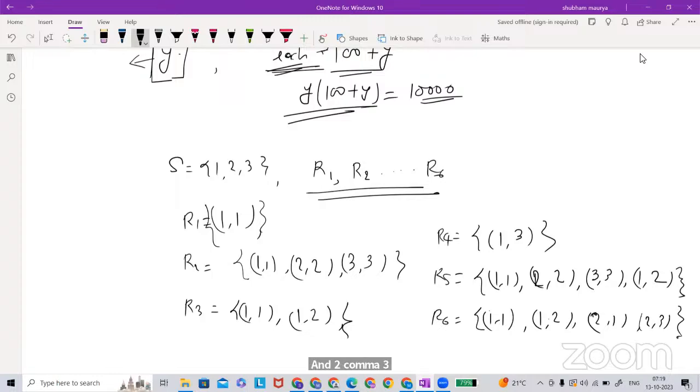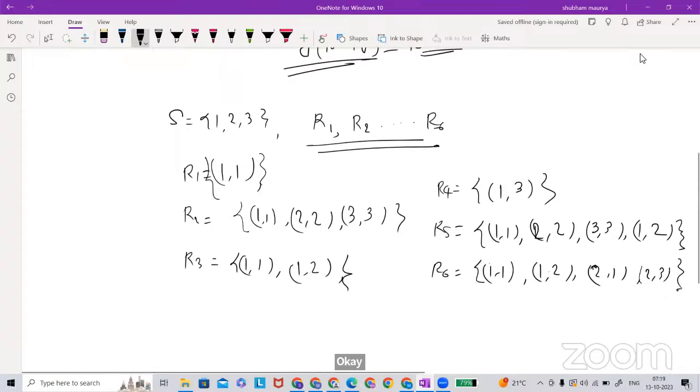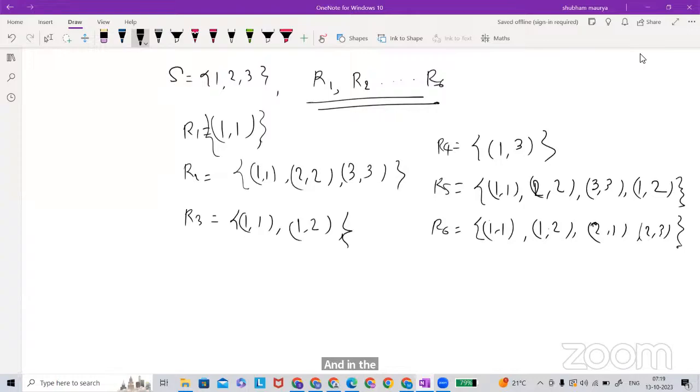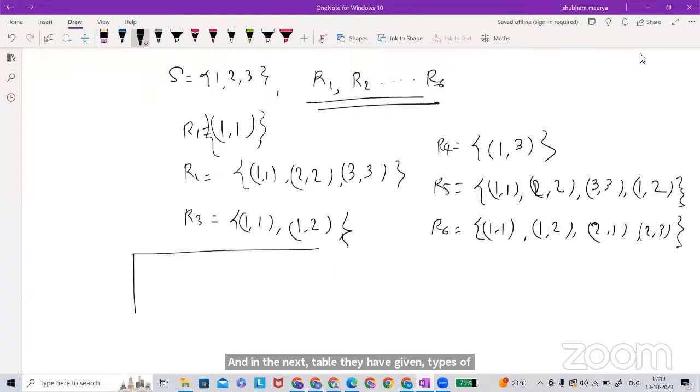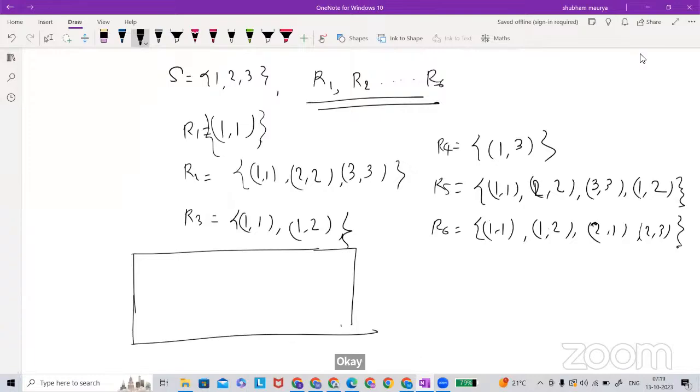And in the next table, they have given types of relation in column B. First is symmetric relation. Second is antisymmetric relation. Third is identity relation. Fourth is transitive relation. Fifth is reflexive relation. And the sixth is equivalence relation.